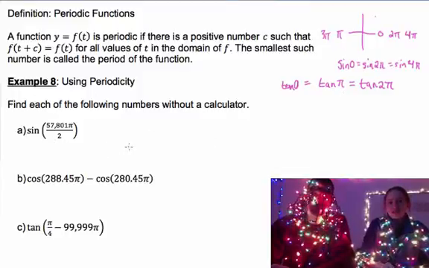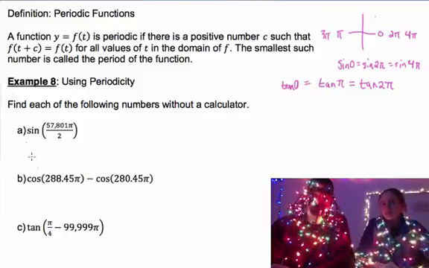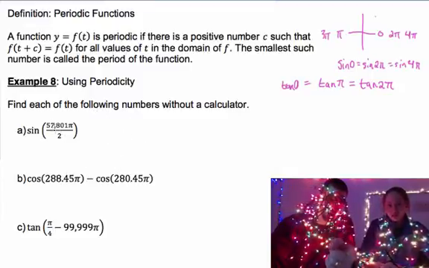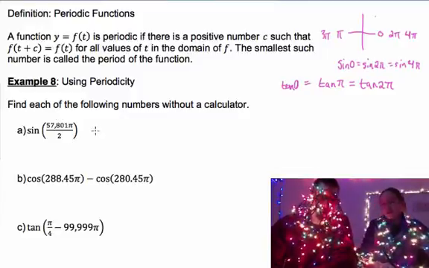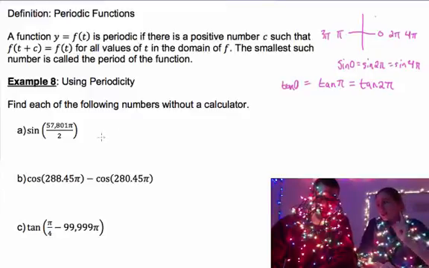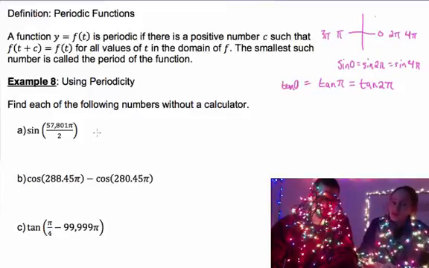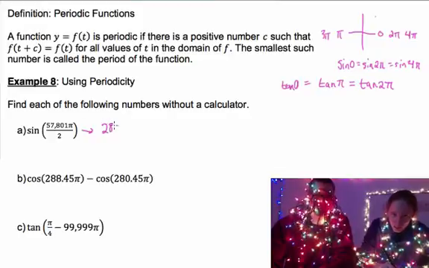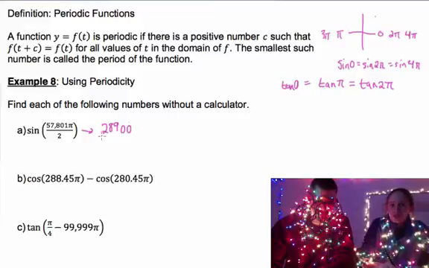Yeah. So let's use this idea of periodicity to find each of the following numbers without a calculator. Whoa, look at that. 57,801 pi over 2. That's a lot of pi's. Over 2. What if we made this into a mixed number real quick? Knock your socks off. Just go right ahead. All right, so 2 with the 1 left over, 8 with the 1 left over, 9, nothing left over, 0, 1 left over. 28,900 pi's plus a half pi.